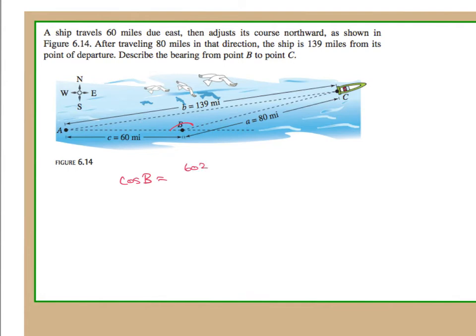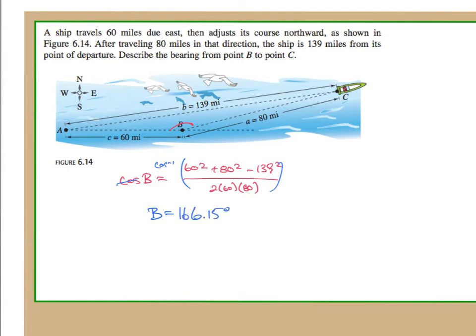60 squared plus 80 squared minus 139 squared, all over 2 times 60 times 80. And before I put that in a calculator, what would I do? I arc cosine both sides. Tell us what we got. I got 166.15.